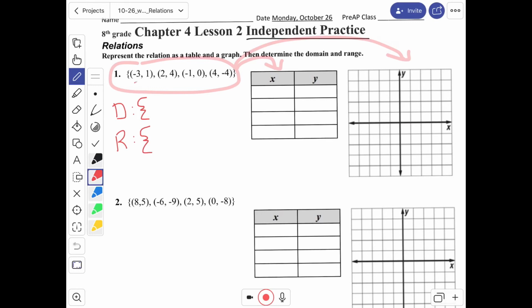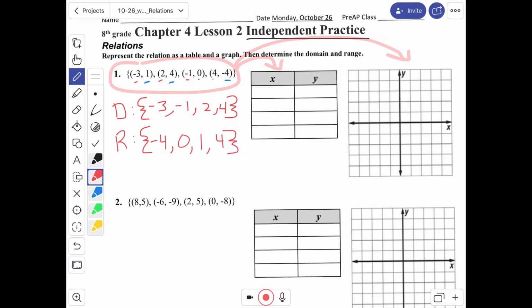So the least X would be -3, and then -1, and then 2, and then 4, and then close the brackets. For range, the smallest is -4, and then 0, and then 1, and the last one is 4.